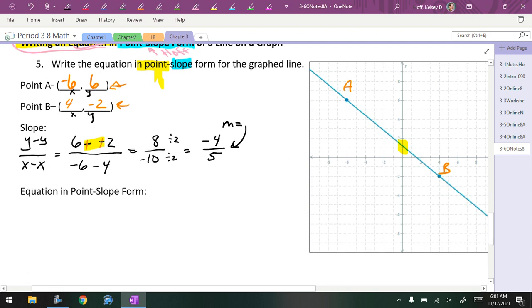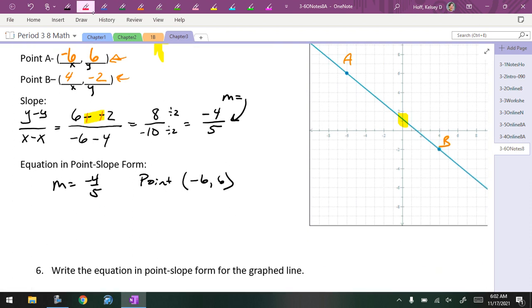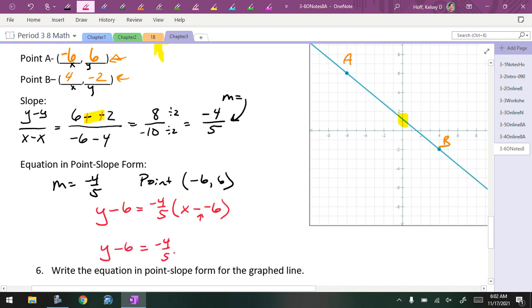Now, at this point, it does not matter which point you use. You know your slope is going to be negative 4/5. But you can figure out if you want to use point A or point B. If you use point A, your equation would look like y minus 6 equals negative 4/5 times x minus negative 6. We have to fix this double negative. Y minus 6 equals negative 4/5 x plus 6.